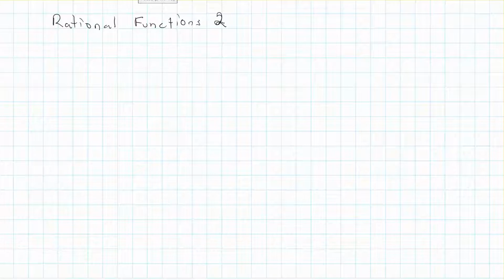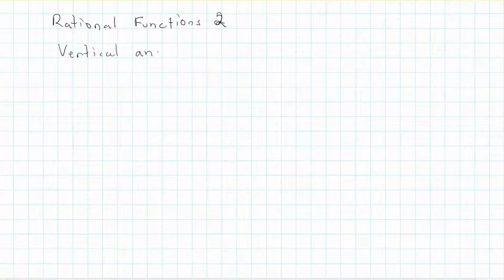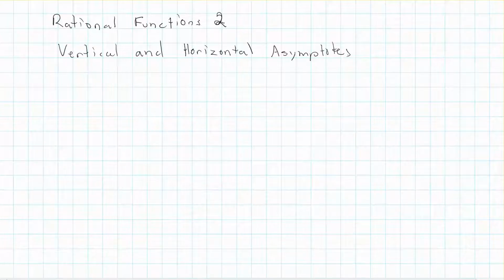Alright, so we're now going to start our second video on rational functions. And as was mentioned in the previous video, what we're going to primarily focus on in this one is vertical and horizontal asymptotes. We're going to focus on the definition of these vertical and horizontal asymptotes and how to find out if something is a vertical or a horizontal asymptote. Alright, so let's talk about the definitions here first.